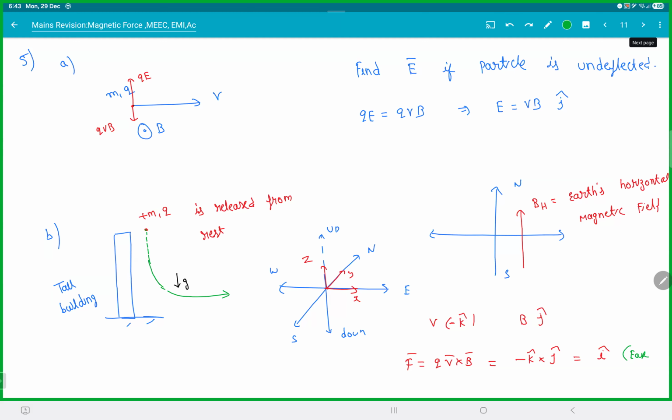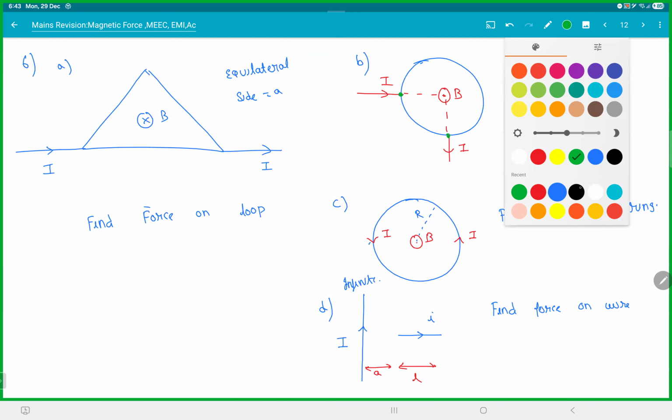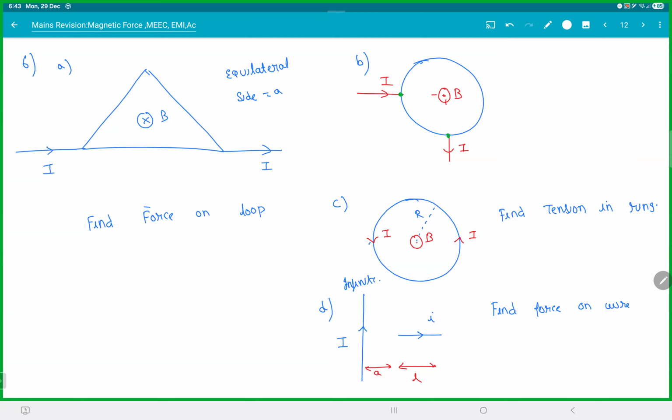Yeah. Let's get these four. We have a loop there, magnetic field B, current I is passing, find the force on the triangle. Here the current is entering here and current is leaving from here. Find the force on the loop. Current is going in a circle, find the tension in the ring. We have done that before. Infinite wire and there's a parallel perpendicular wire I, find the force on the wire. Get them four.